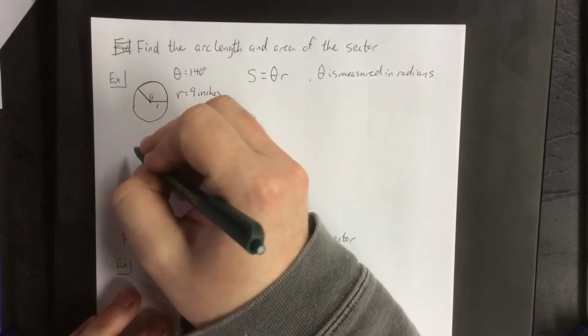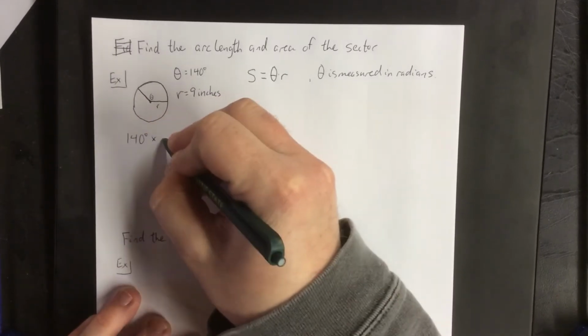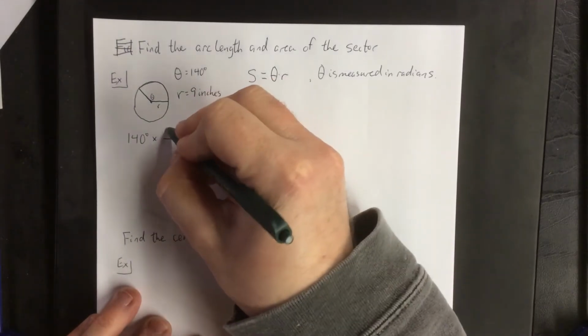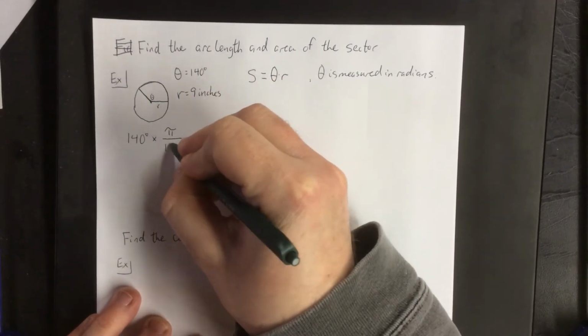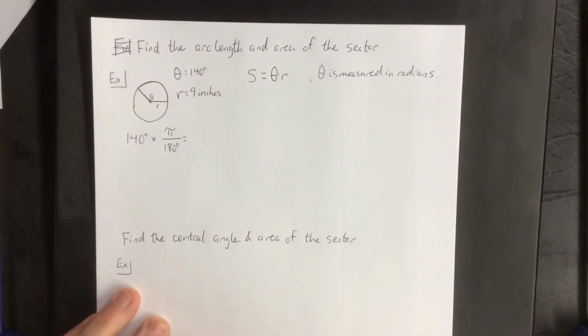So we currently have theta measured in degrees, which is 140 degrees. What we're going to do is convert that into radians. And the way that we convert is whatever we're converting to goes on top. Whatever we're converting from goes on the bottom. So that'll be 140 degrees times pi over 180 degrees.